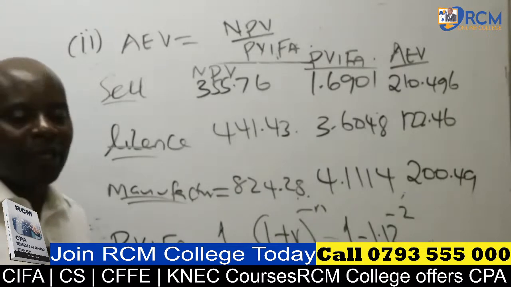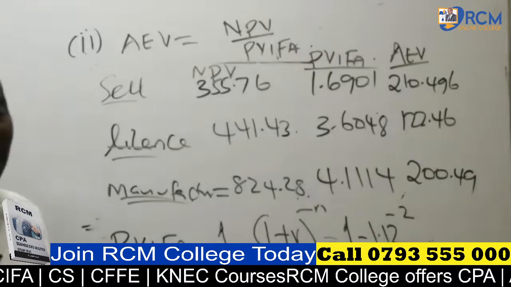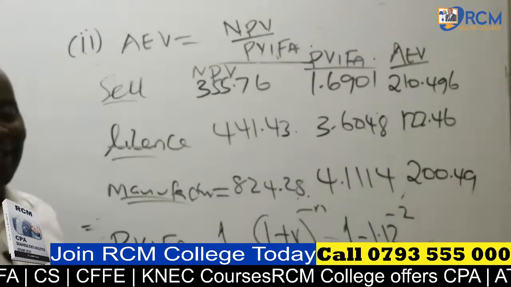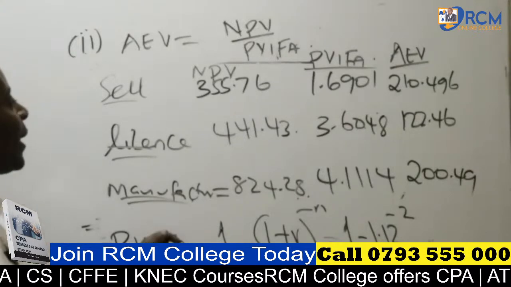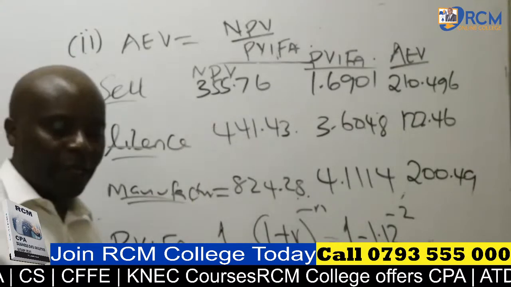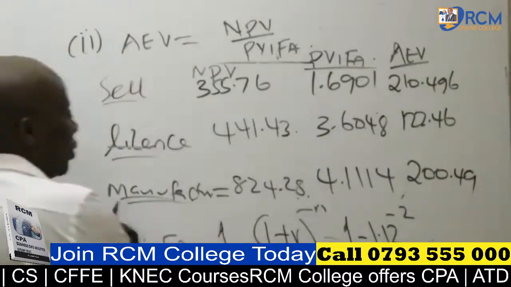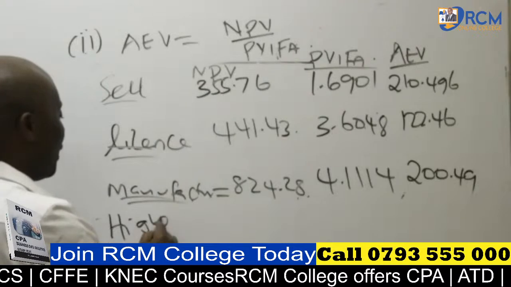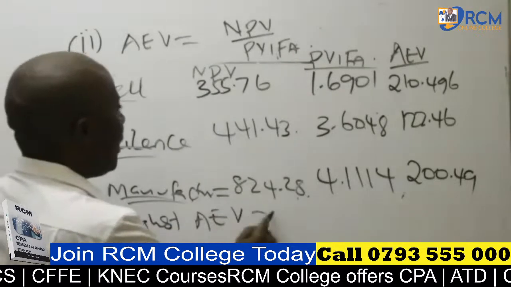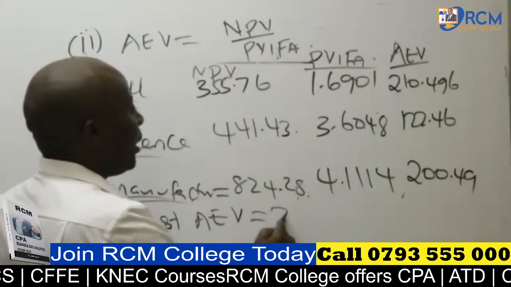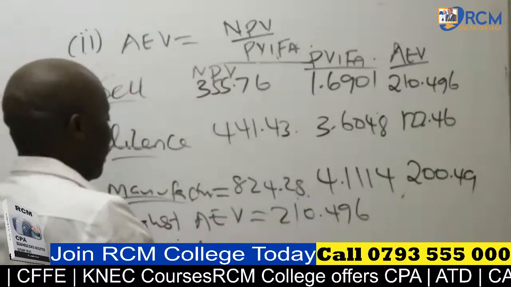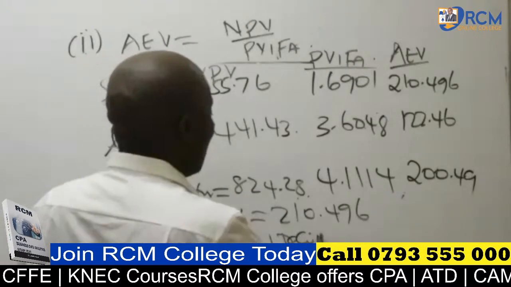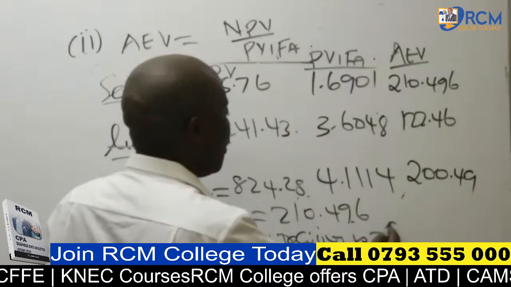So using AEV, ladies and gentlemen, which option should we recommend? So unaandika hapo, highest AEV is 210.496, and therefore the optimal decision here is to sell.